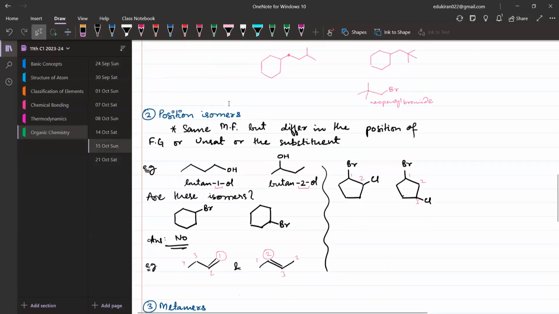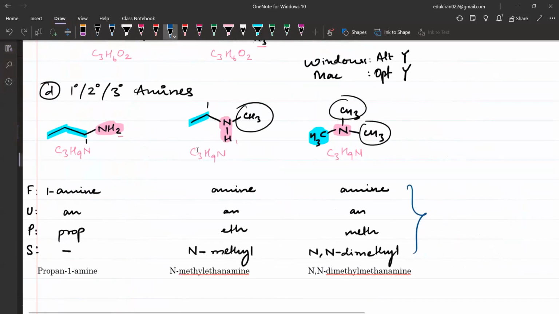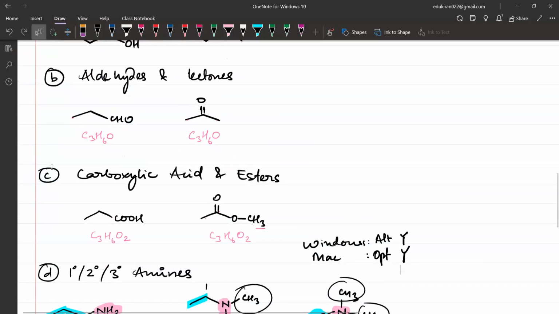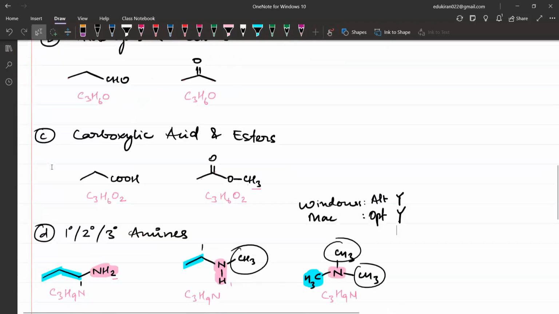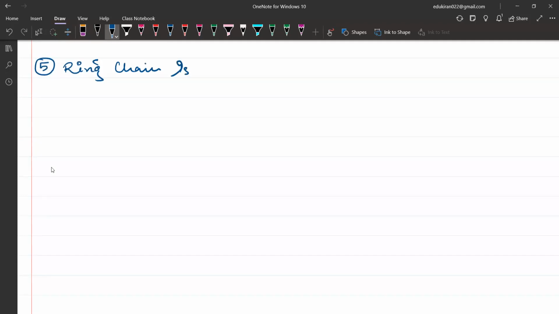हम लोगों ने क्या क्या isomers किया अभी तक? कितना लिखा था हमने आपको? So chain isomers are done, position is done, functional group is done, metamers is done, ring chain isomer is left, right? So we'll write ring chain isomers. Fifth लिखिए. Ring chain isomers. What are the ring chain isomers? Please write.